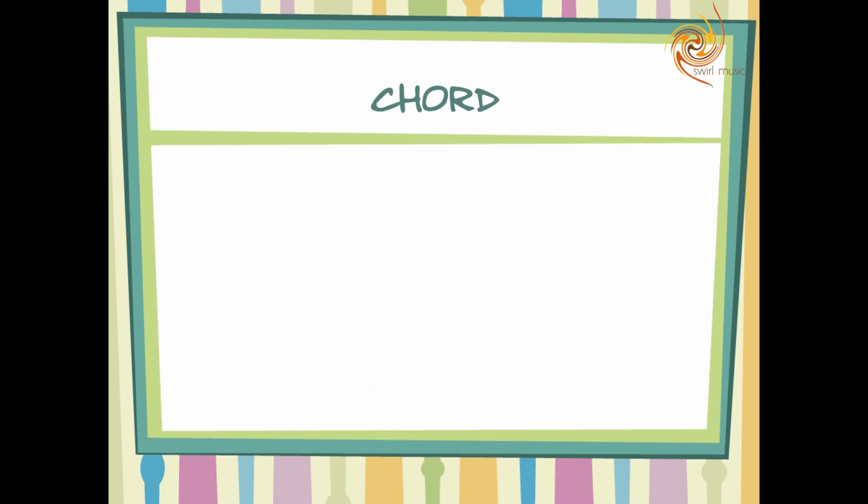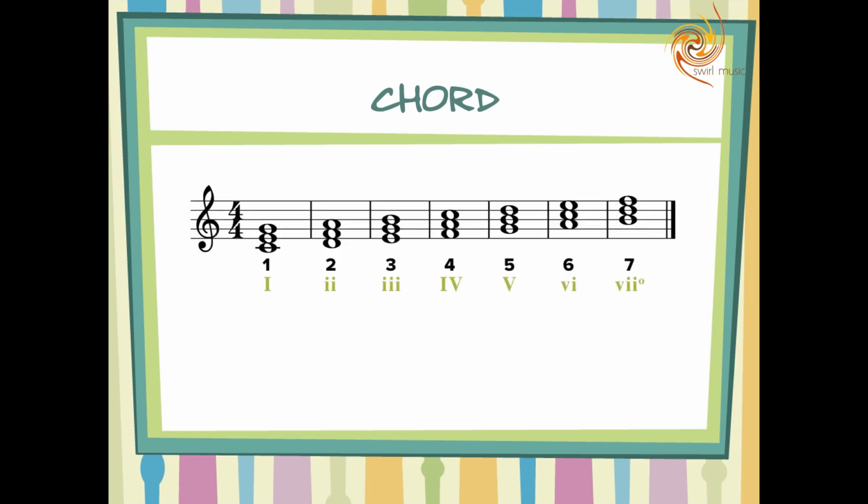As a shorthand method, the chords are numbered with Roman numerals. Uppercase Roman numerals are used for major chords, and lowercase numerals are used for minor chords and diminished. From the previous example, we can see the major chords are 1, 4, and 5, and 2, 3, and 6 are minors, and 7 is a diminished.